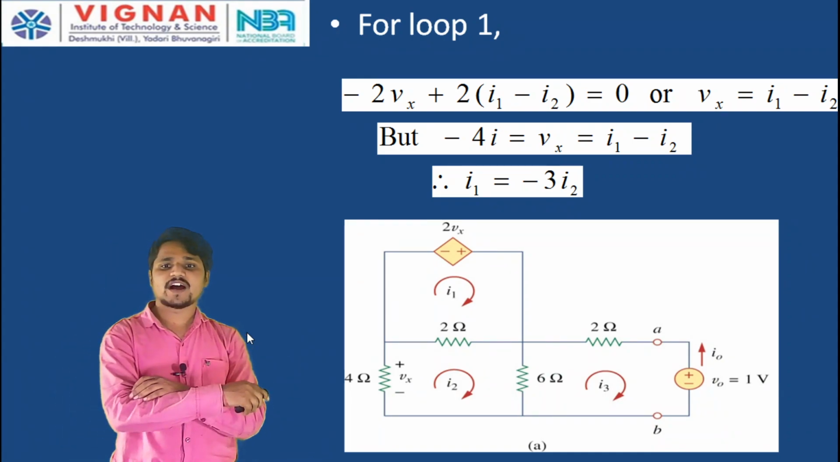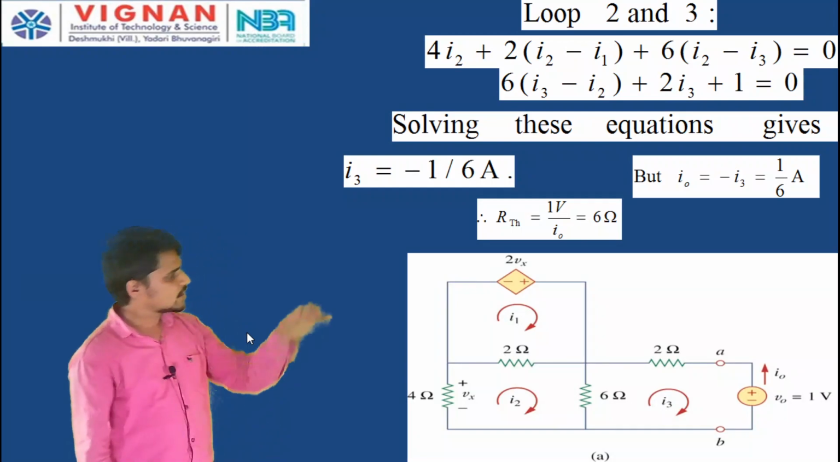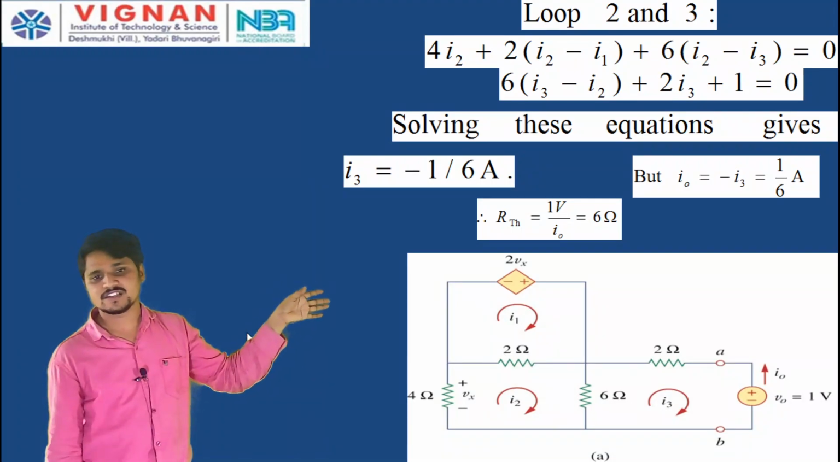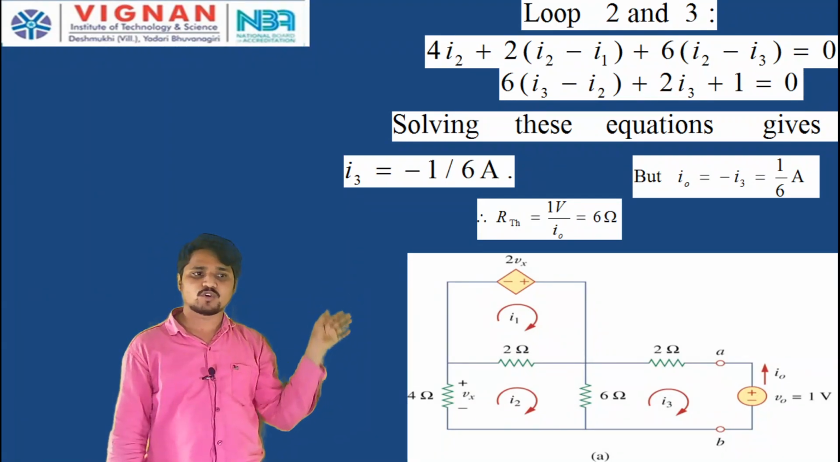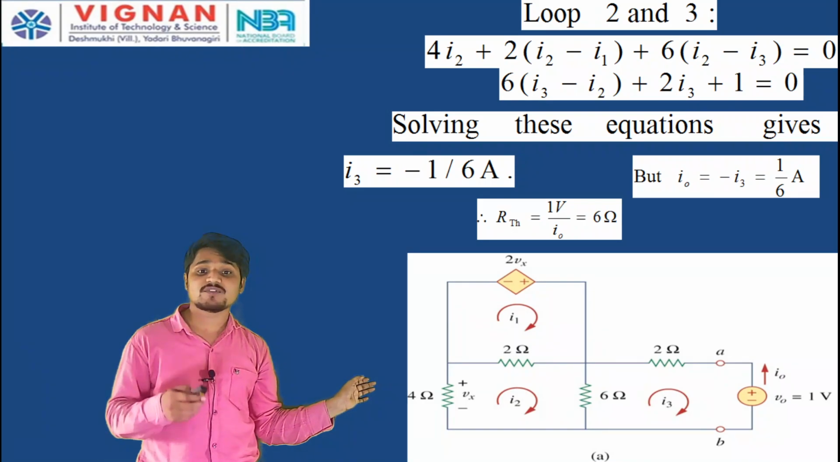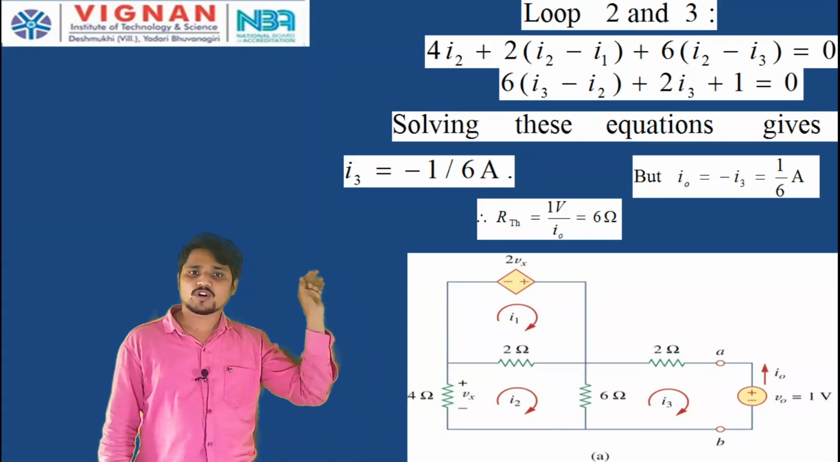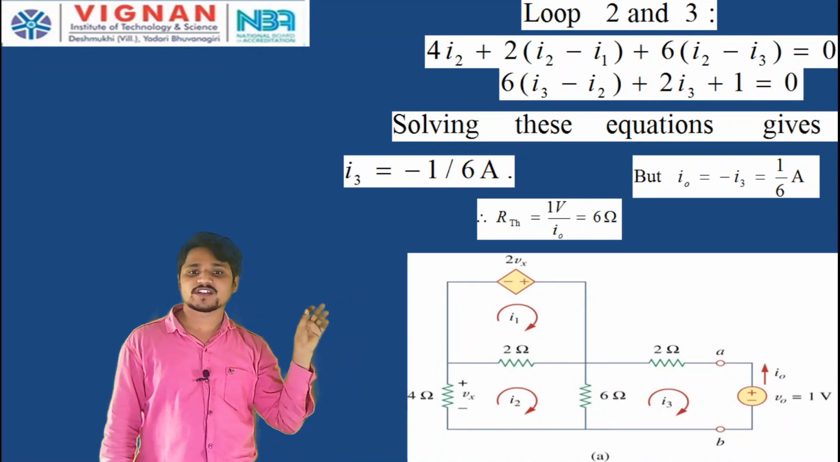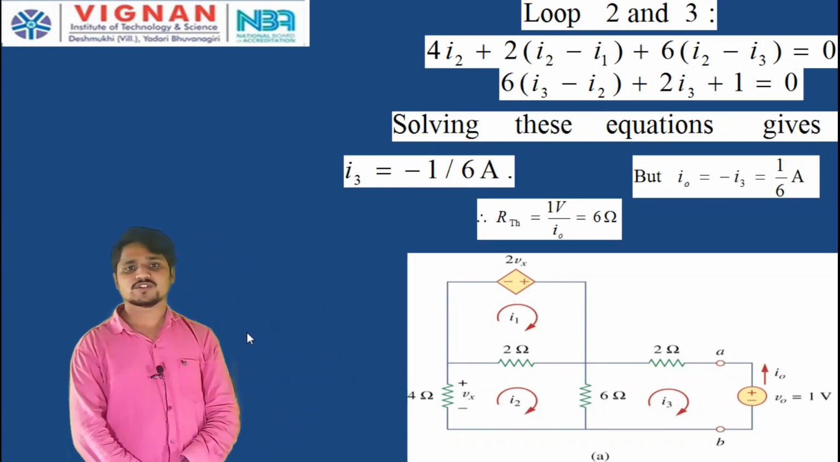Once you find I1 is equal to minus 3 I2, from loop 2 and 3 also apply the KVL. Now, in the next step, apply the KVL in the second loop, or second mesh. I am starting at the 4 ohm resistor. So, 4 I2 plus 2 into, now second loop is our reference loop, therefore, I2 is entering, so I1 is leaving, therefore, 2 into I2 minus I1. The second equation: 4 I2 plus 2 into I2 minus I1 plus the voltage drop in the 6 ohm resistor, I2 is entering and I3 is leaving, therefore, 6 into I2 minus I3 is equal to 0.